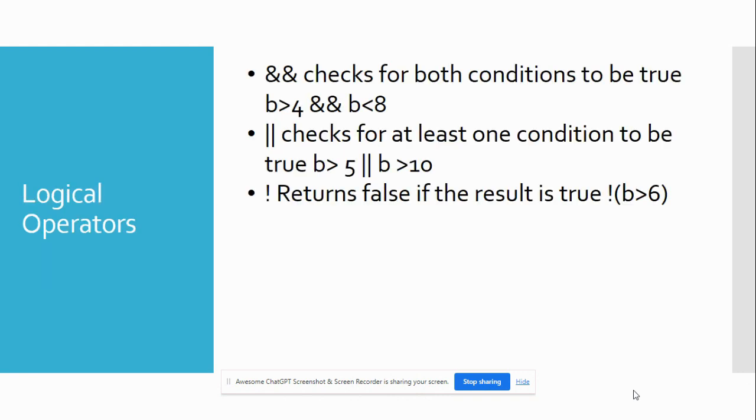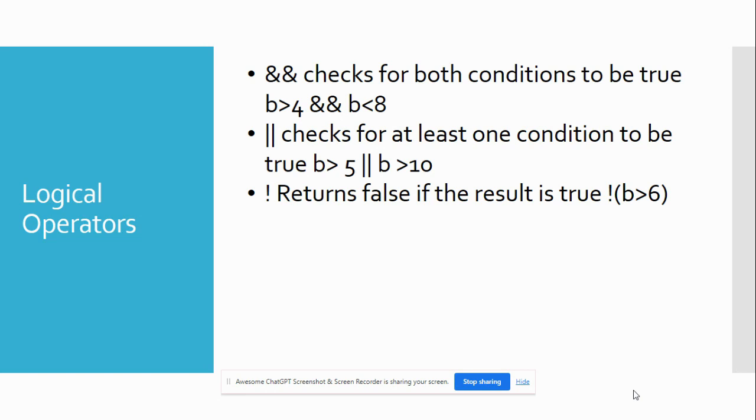We equally have logical operators. We have the double ampersand, which checks for both conditions to be true. For example, if b is greater than 4 and b is less than 8, if both conditions are true, then it returns a true value. That is the AND logical operator.